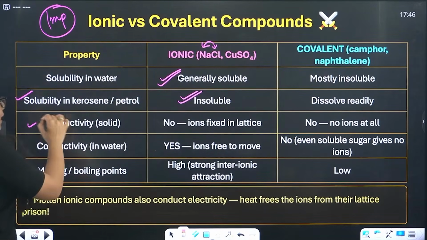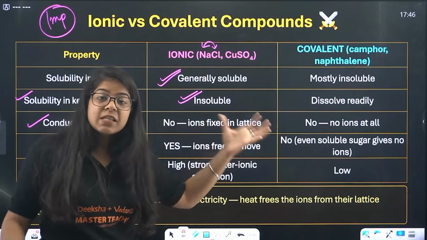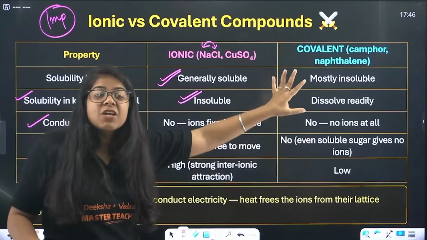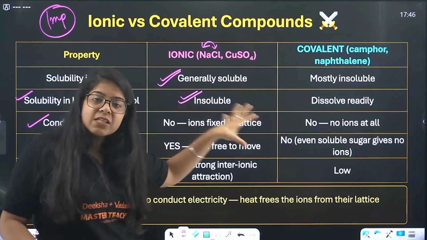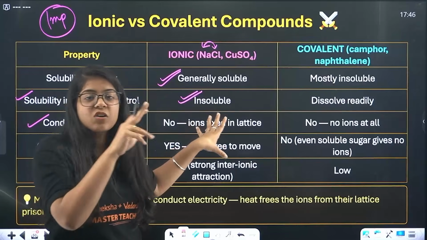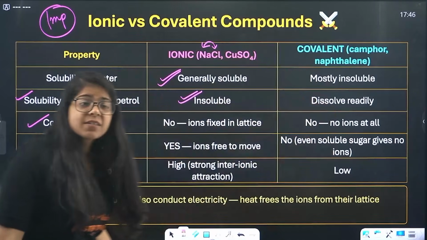Conductivity: ionic compounds don't conduct in the solid state because ions are fixed in their lattice. Covalent compounds don't have any ions. They are sharing the electrons, whereas ionic compounds are transferring the electrons. They have ions, but the ions are fixed inside their whole structure. The lattice is what the structure is called.